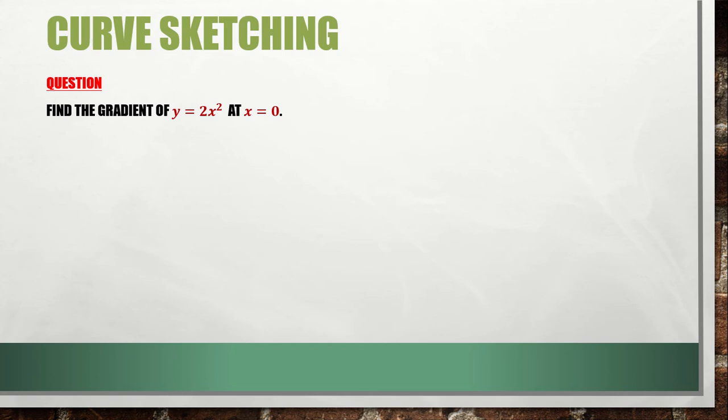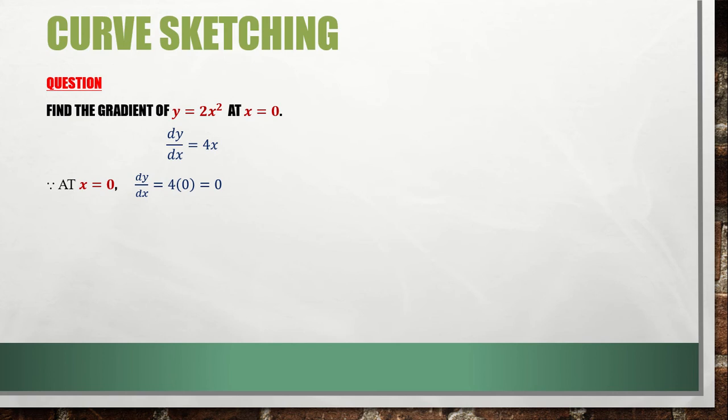If you don't mind, you can pause the video and work this one out. Now I believe you have something at hand. Find the gradient at that point. Begin by finding the gradient function, which is dy/dx = 4x. That is your gradient function. But now you have to find the gradient at the point x = 0. If you substitute x = 0, you find that the gradient is 0. Ooh, the gradient is 0.